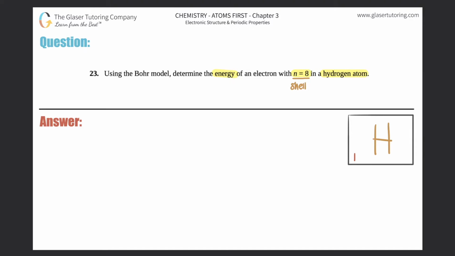So you would use the formula En equals negative k Z squared over n squared. Now we just have to figure out what these variables are. We want to determine the energy, so we're solving for the energy of that certain shell, which is the n value. The k is always a constant number, and that's the Rydberg constant, which is 2.179 times 10 to the negative 18th joules. So that's taken care of.